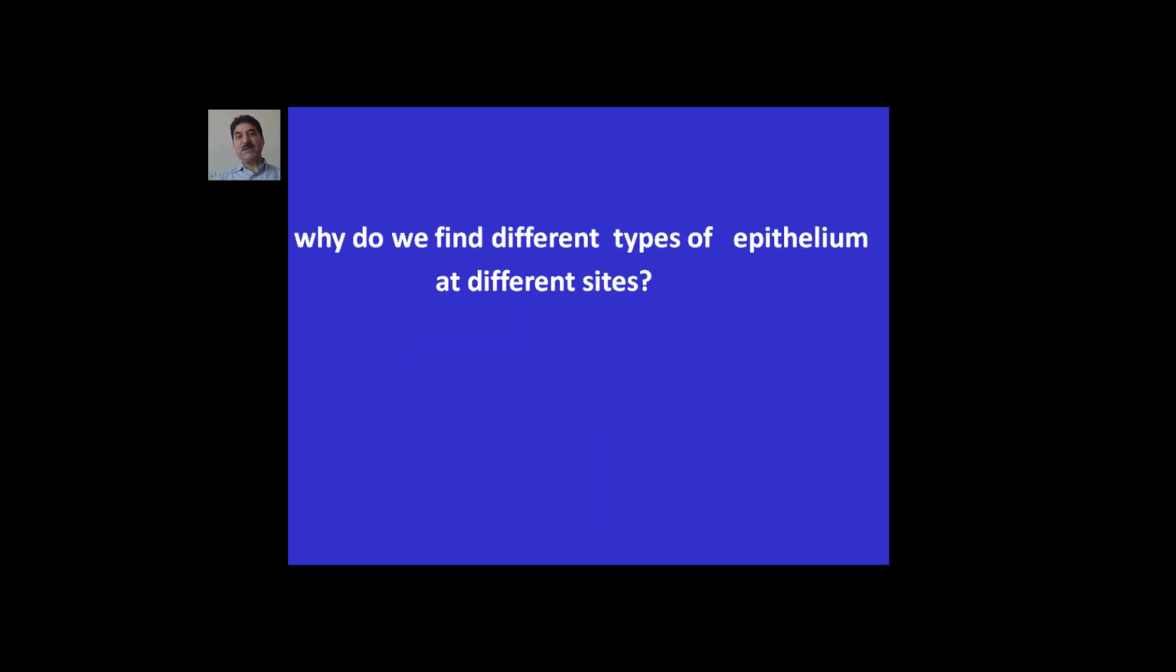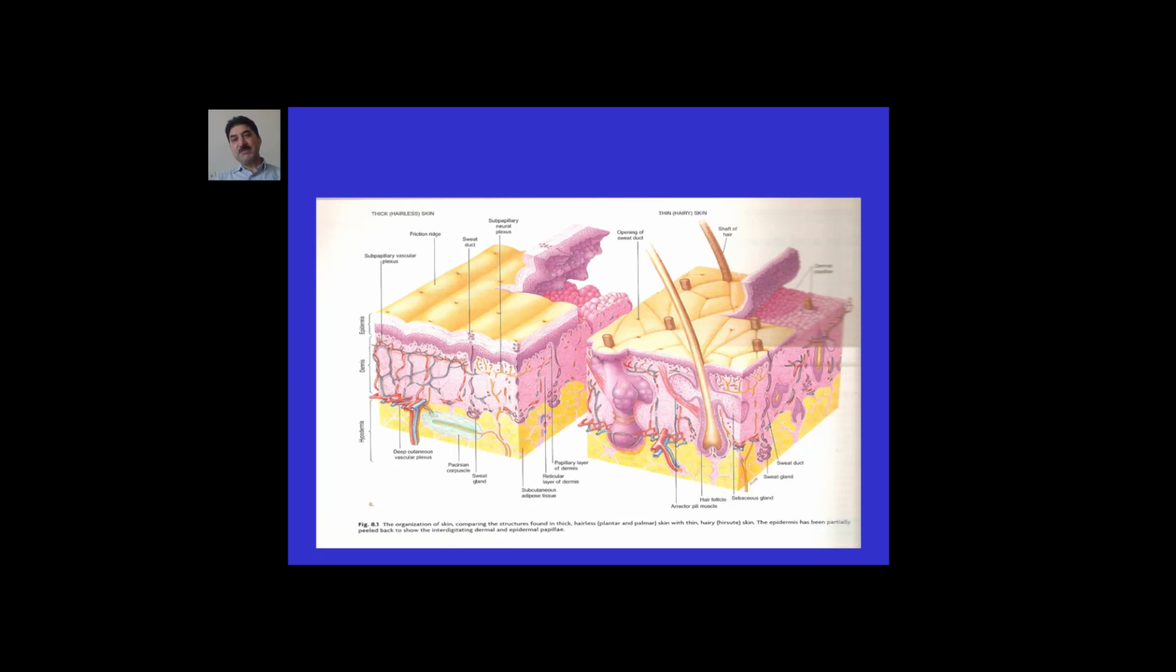Why do you find different types of epithelium at different sites of the body? In the skin, the function of the epithelium is protection. So we have stratified squamous keratinized epithelium. Other derivatives of keratin are scales in fishes, spines in certain animals, hairs and nails. They are also derived from keratin. Horns, in the case of animals.